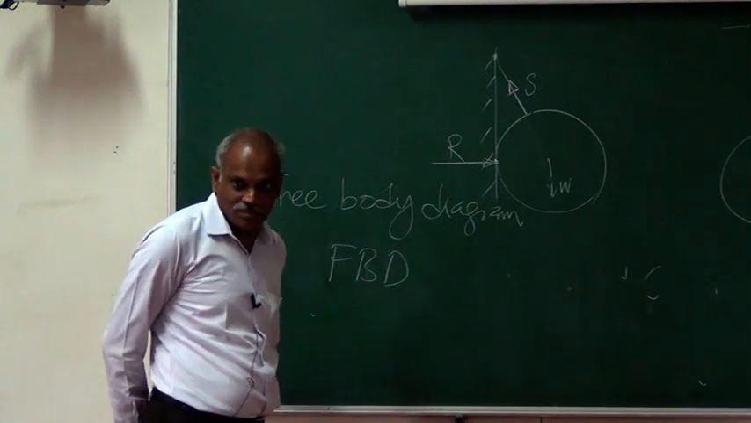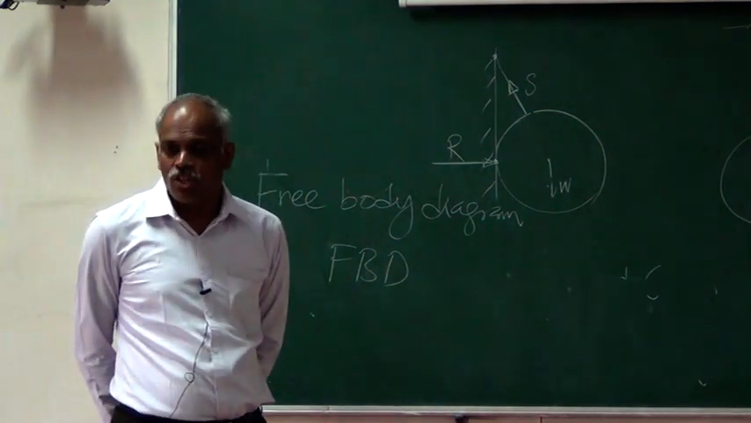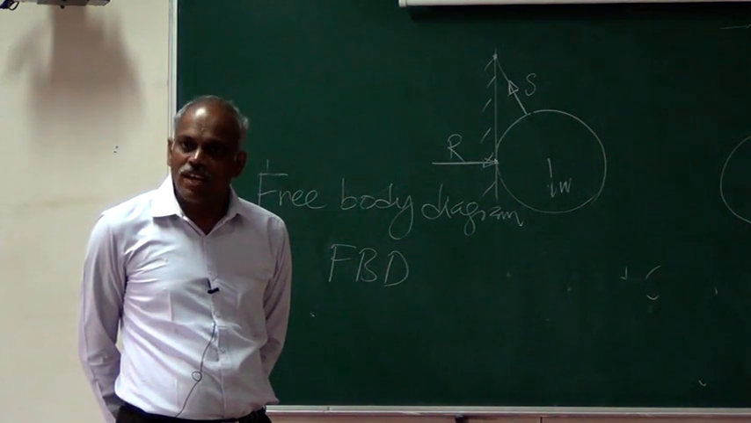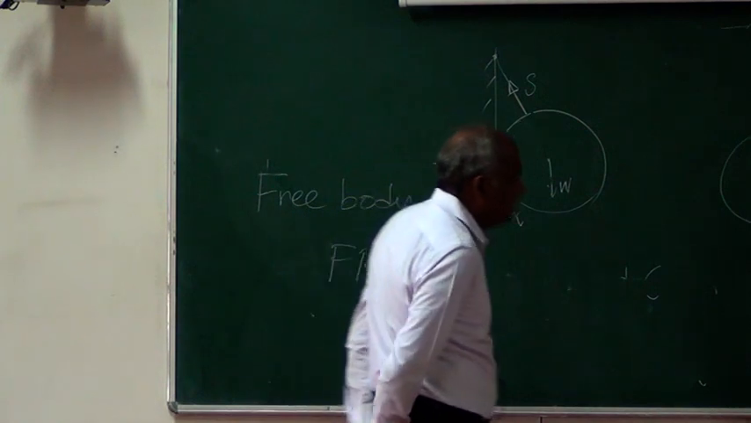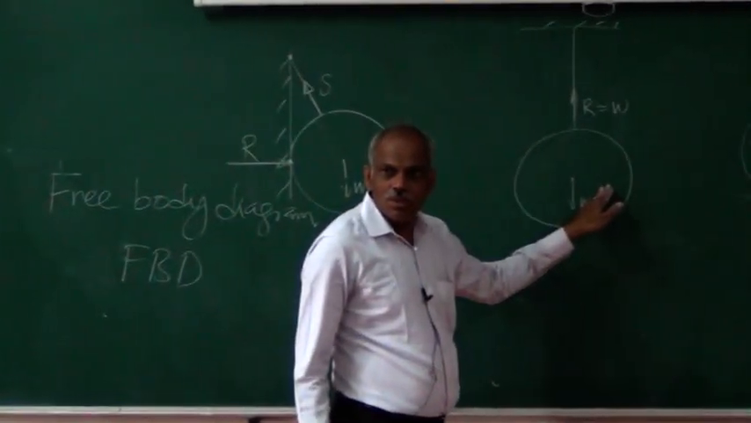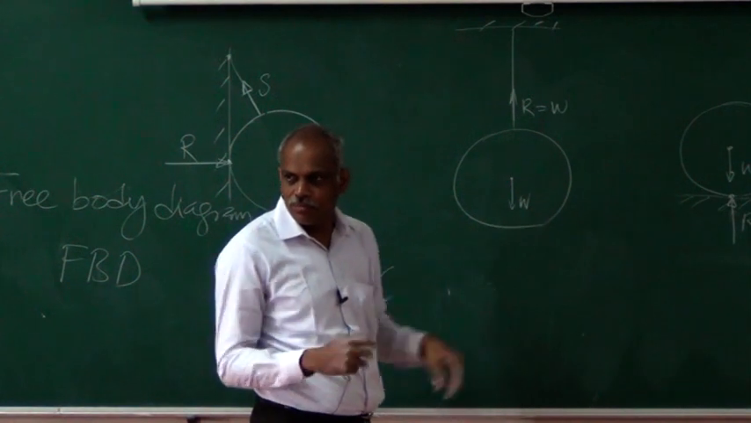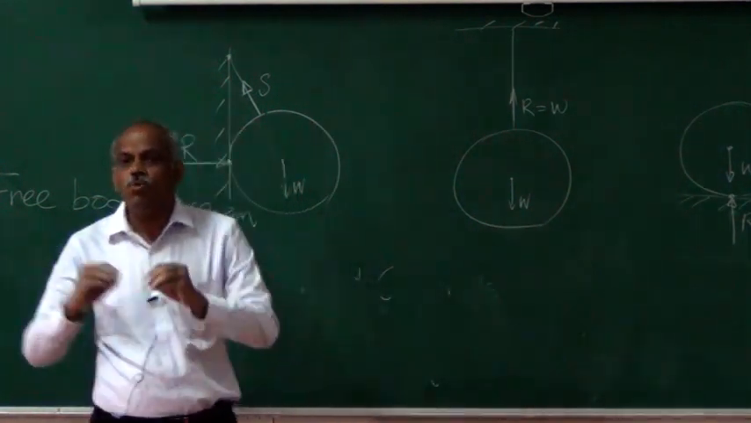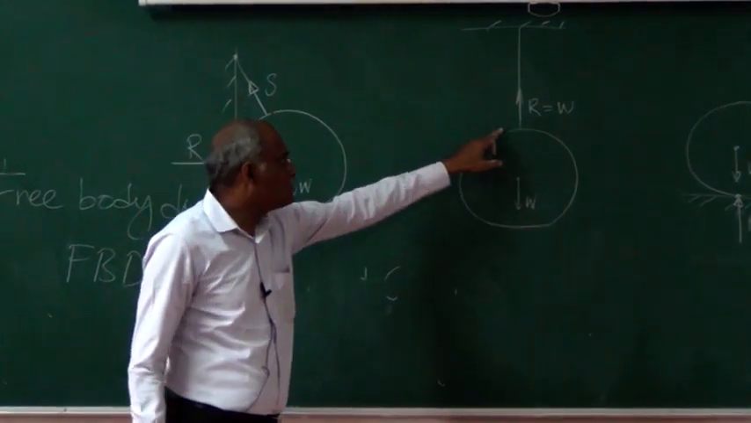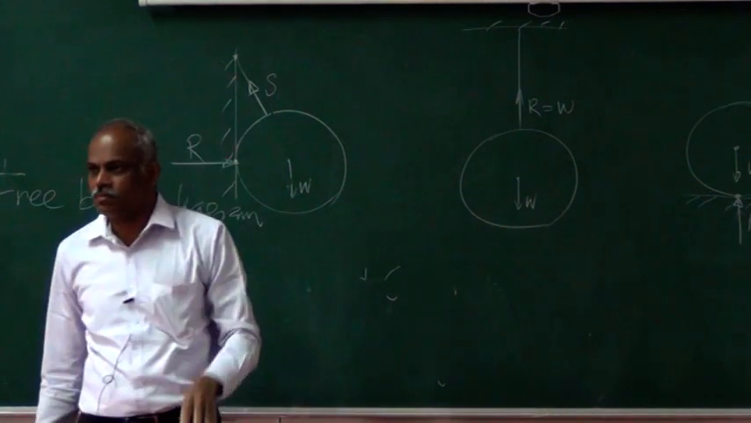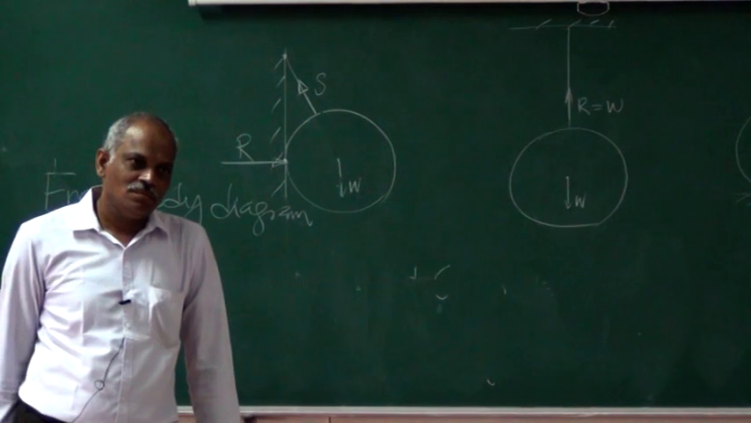It is a diagram in which the constraints are removed. So if I say I want to draw the free body diagram of the ball, you have to remove the constraint. What is the constraint here? The string. The string should not be there. Can I do just like that?